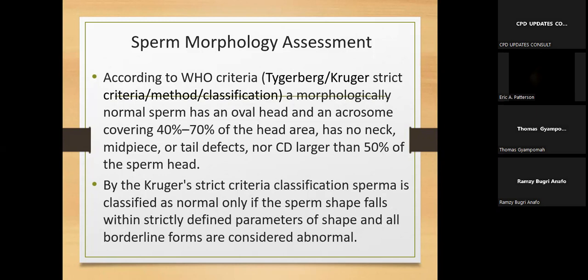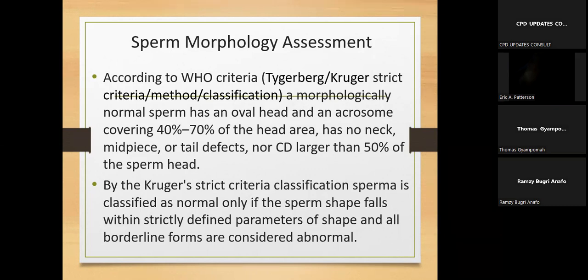And what is that criteria? The criteria is saying that we know what is a normal sperm cell, and so we are going strictly by that definition or characteristics. So any slight difference from what we know it to be, take it as abnormal. That is the strict. And this is what WHO is also now taking up. So it is better to go by the Kruger's strict criteria classification. This is what is now being adopted by WHO.